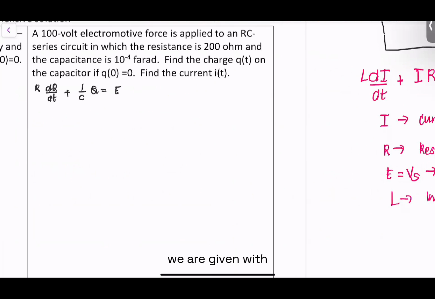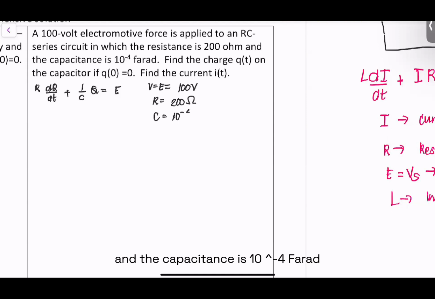We are given the electromotive force E equal to 100 volts. The resistance is 200 ohms and the capacitance is 10 to the negative 4 farad. We're looking for the charge Q of t on the capacitor given that Q of 0 is 0.